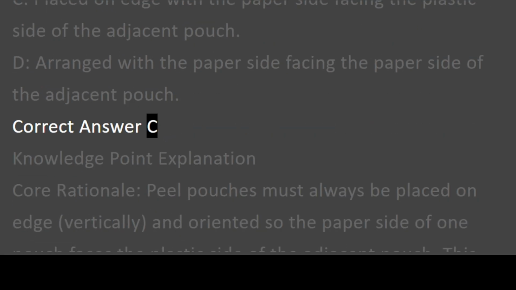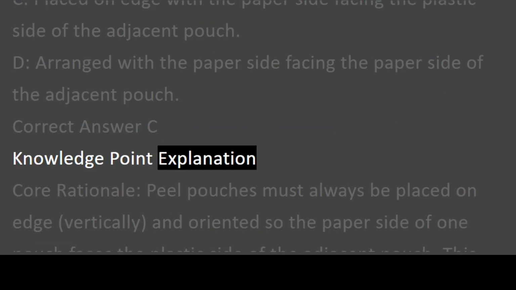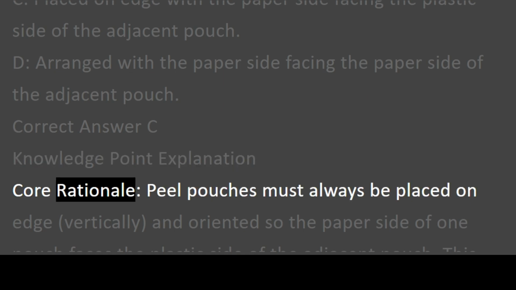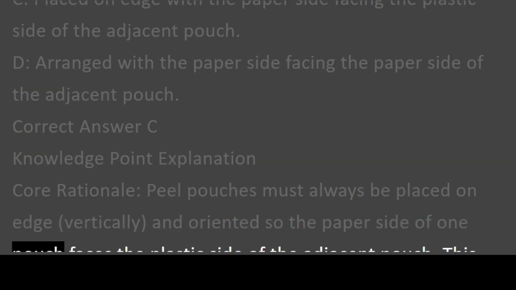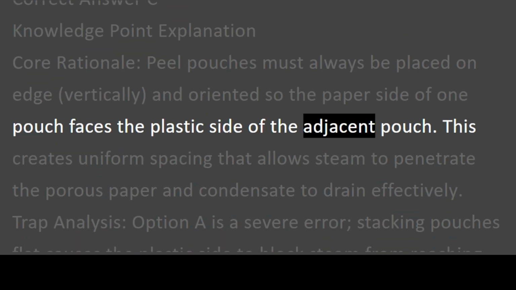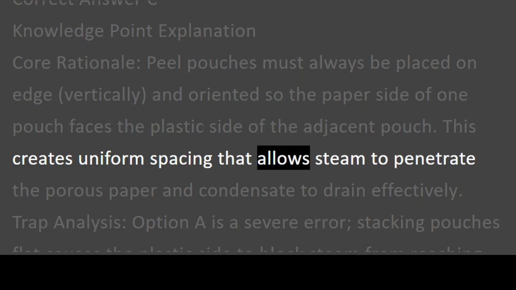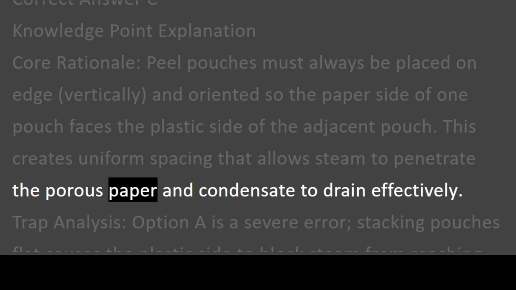Correct answer C. Knowledge point explanation. Core rationale. Peel pouches must always be placed on edge, vertically, and oriented so the paper side of one pouch faces the plastic side of the adjacent pouch. This creates uniform spacing that allows steam to penetrate the porous paper and condensate to drain effectively.